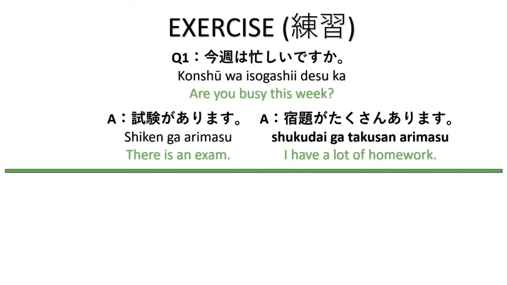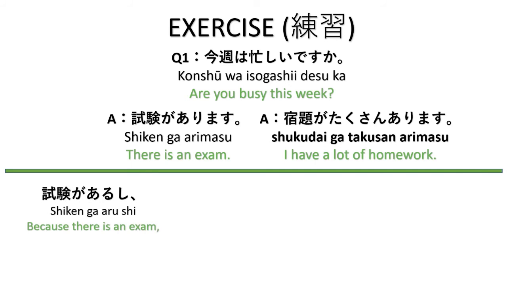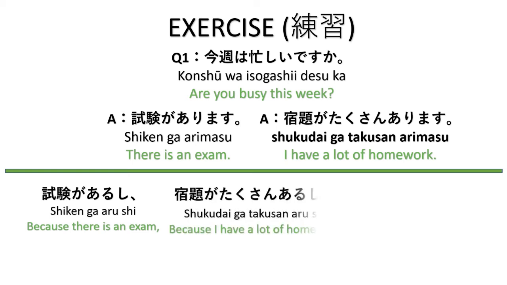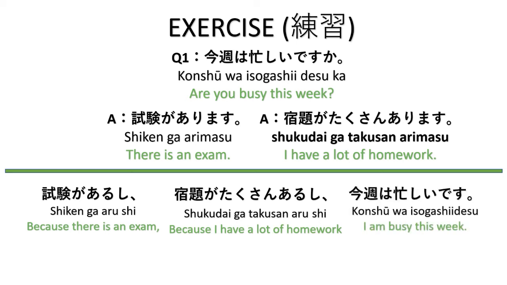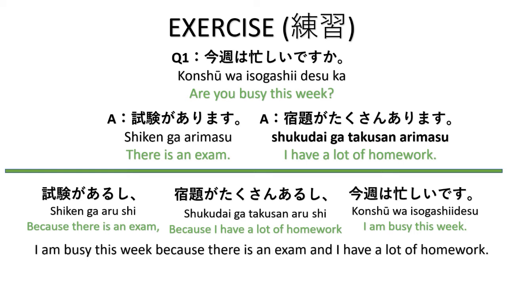Alright, next. Konshu wa isogashii desu ka? Are you busy this week? So the explanations are shiken ga arimasu. Shukudai ga takusan arimasu. There's an exam. I have a lot of homework. So how do we say this? With the use of shi. Shiken ga aru shi. So aru is the casual form of arimasu. Shiken ga aru shi. Shukudai ga takusan aru shi. Konshu wa isogashii desu. I am busy this week because there's an exam and I have a lot of homework. Okay?